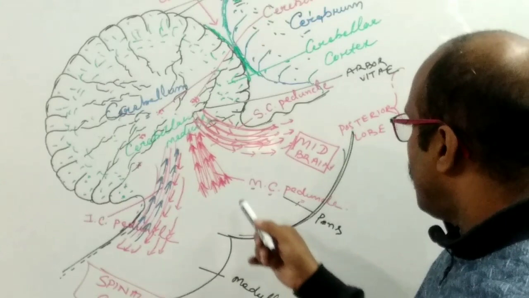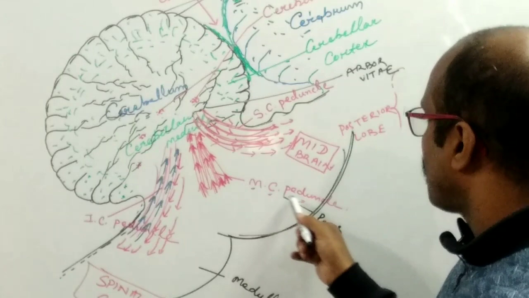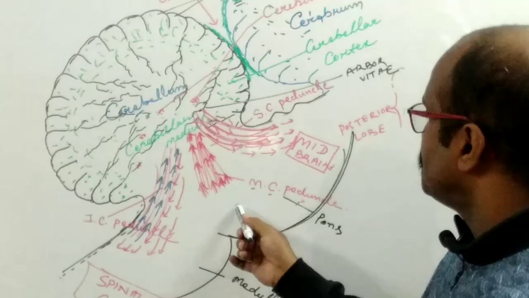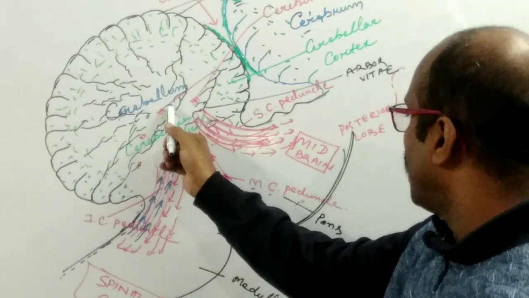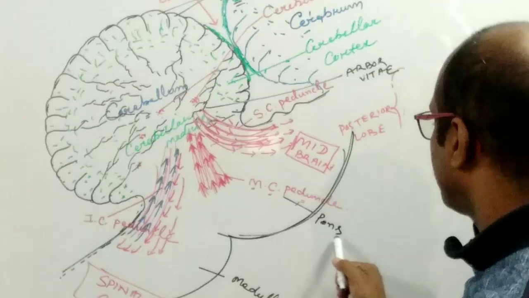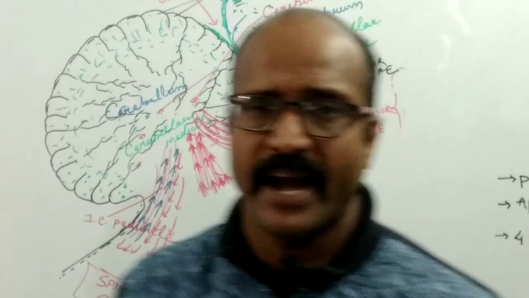And the middle cerebellar peduncle, or the median cerebellar peduncle, contains the sensory fibers, and these are the transverse fibers. The transverse fibers of the pons connect the cerebellum with the pons and carry the sensory information from the pons to the cerebellum. And the pons is also important because of some important functions.